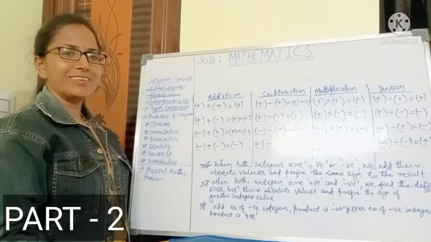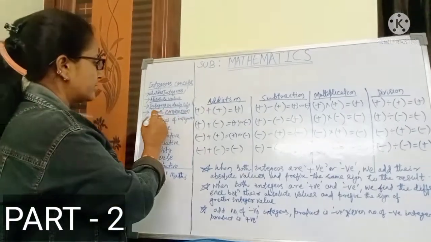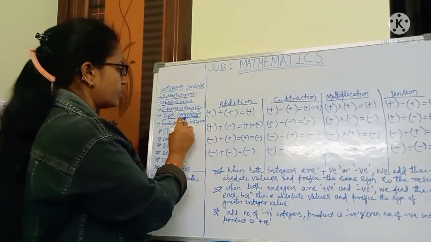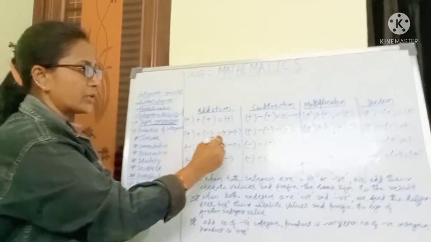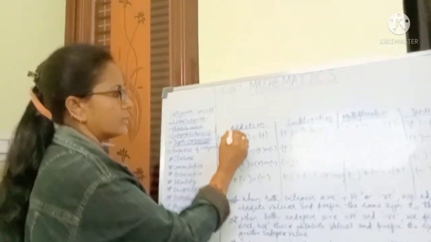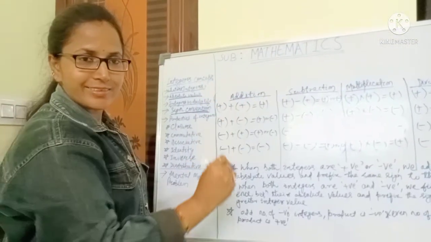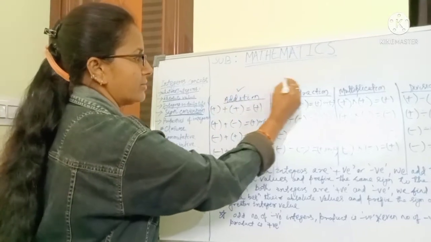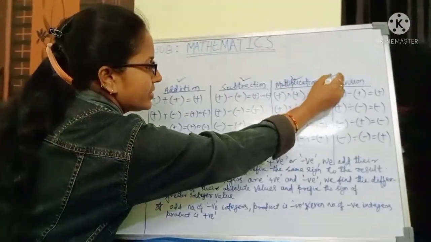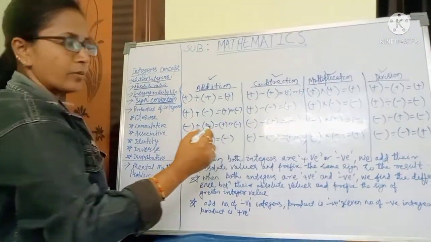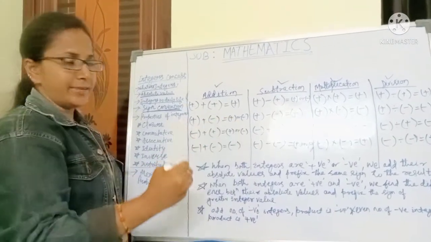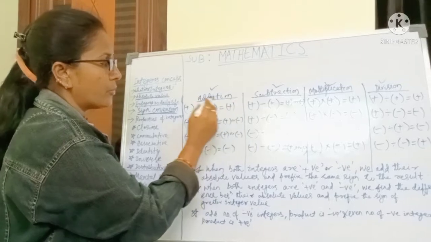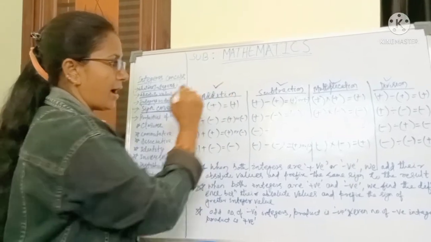So now we'll discuss the sign convention. The sign convention is required to do operations on integers. Addition, subtraction, multiplication and division are the four operations done on integers. So now we'll consider addition.